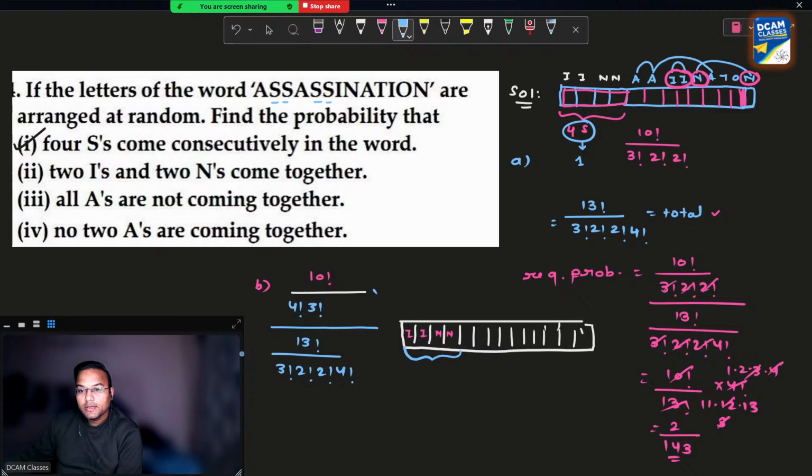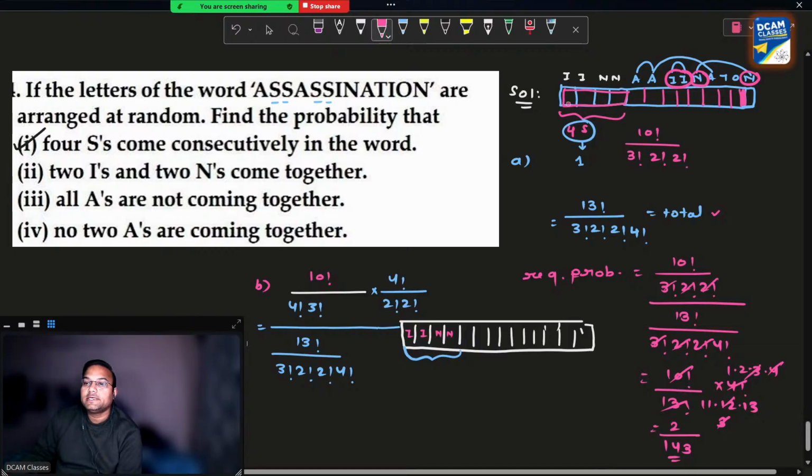Okay, now. So in the required cases, when we found 10 factorial by 4 factorial into 3 factorial for this arrangement, now these I and n, they can again rearrange themselves. How? 4 factorial divided by 2 factorial into 2 factorial. Right, Haripriya? Understood this one? Yes, sir. Kanika, you understood? Yes, sir.